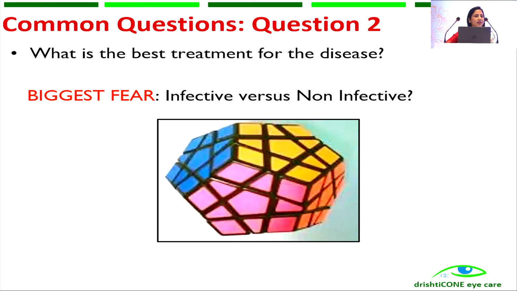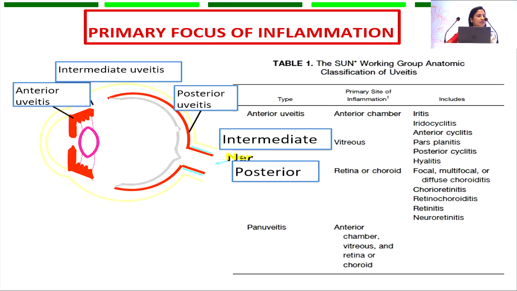We are always worried whether the disease is infective or inflammatory, because the treatments are totally opposite. So we know the SUN classification, and today we would only be discussing something that happens behind the lens, that is intermediate, posterior, and panuveitis.